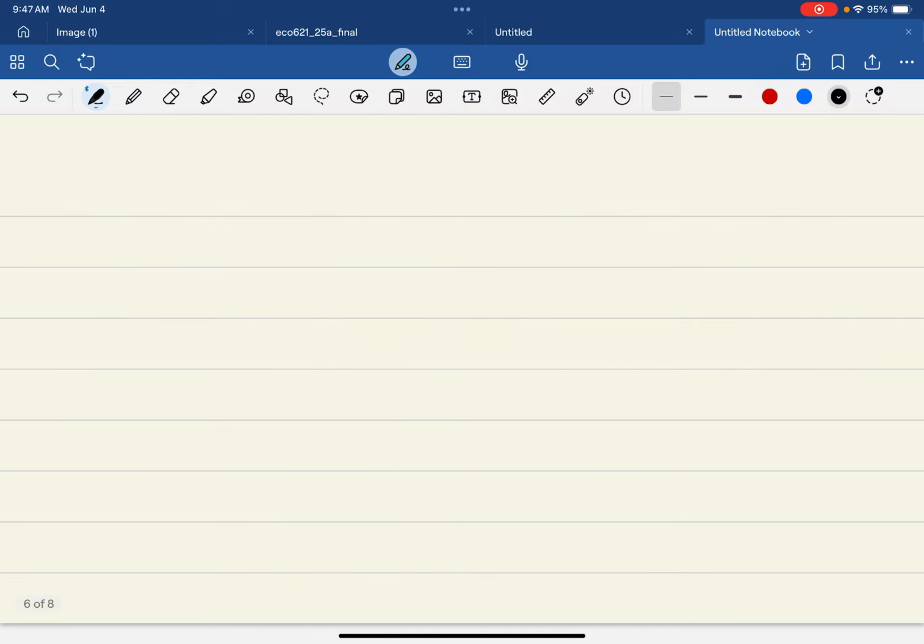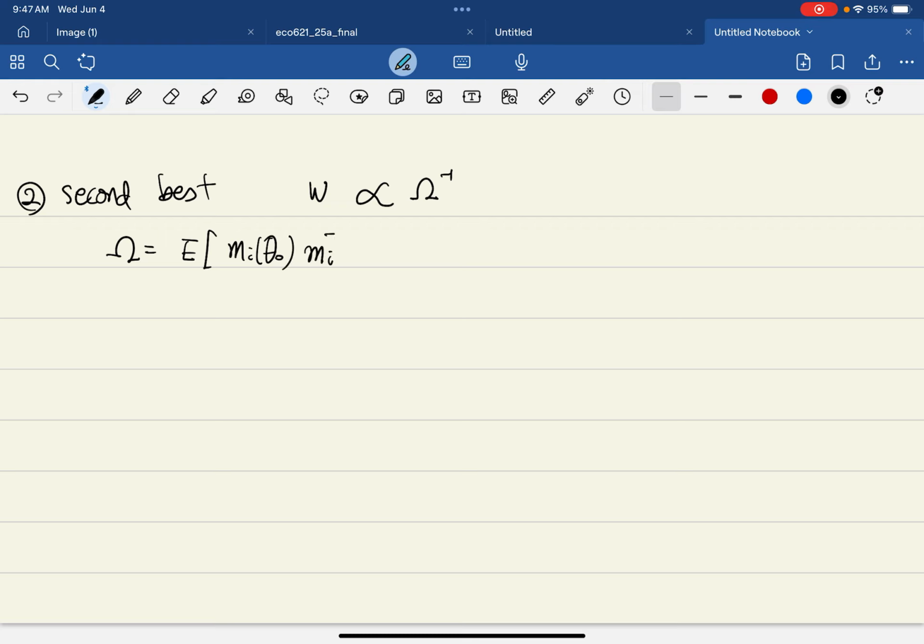The second best answer is for optimal GMM, where we learned the weight matrix W must be proportional to Omega inverse, where Omega is the variance of the moment function at the true parameter value. Okay, and you know how to derive it. It looks like this, okay?